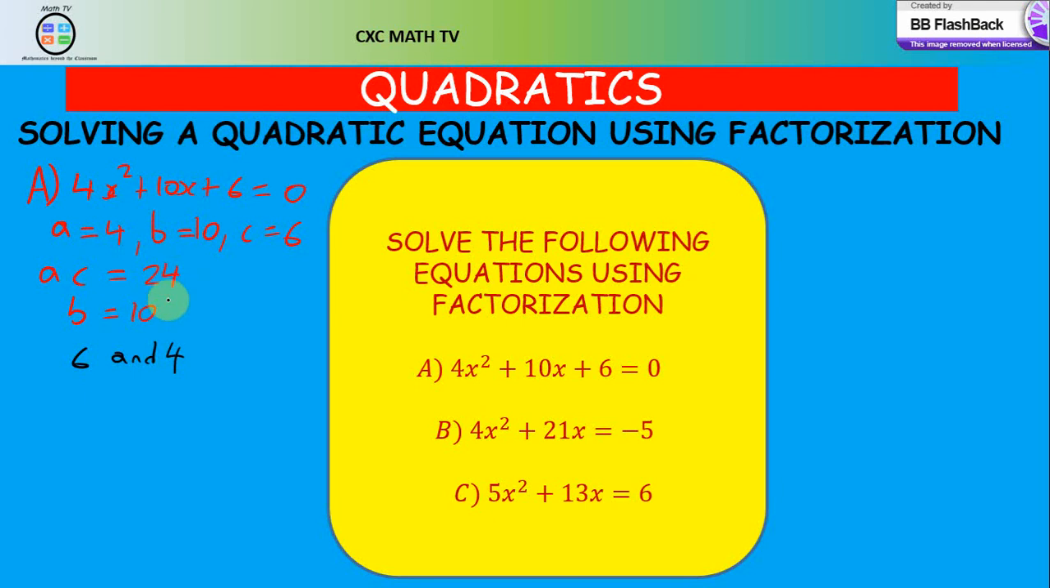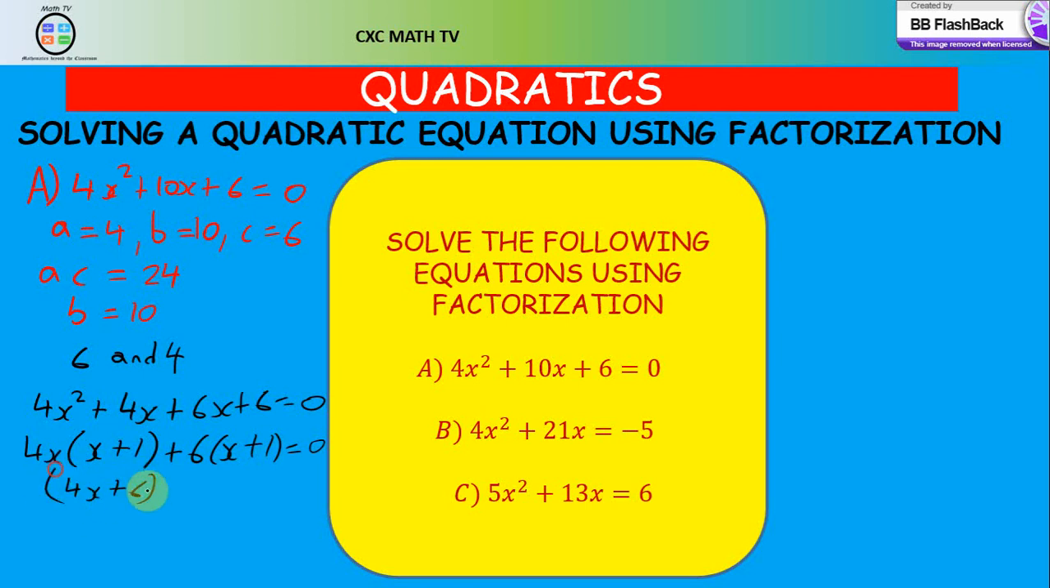That's a given. So in that case, we're going to replace the 10x with 4x plus 6x equal to 0. From the first two, we realize we can factor out 4x, we're left with x plus 1. From the next two, we can factor out 6 and we're left with x plus 1. So when we factorize it, this is 4x plus 6 times x plus 1 equal to 0.